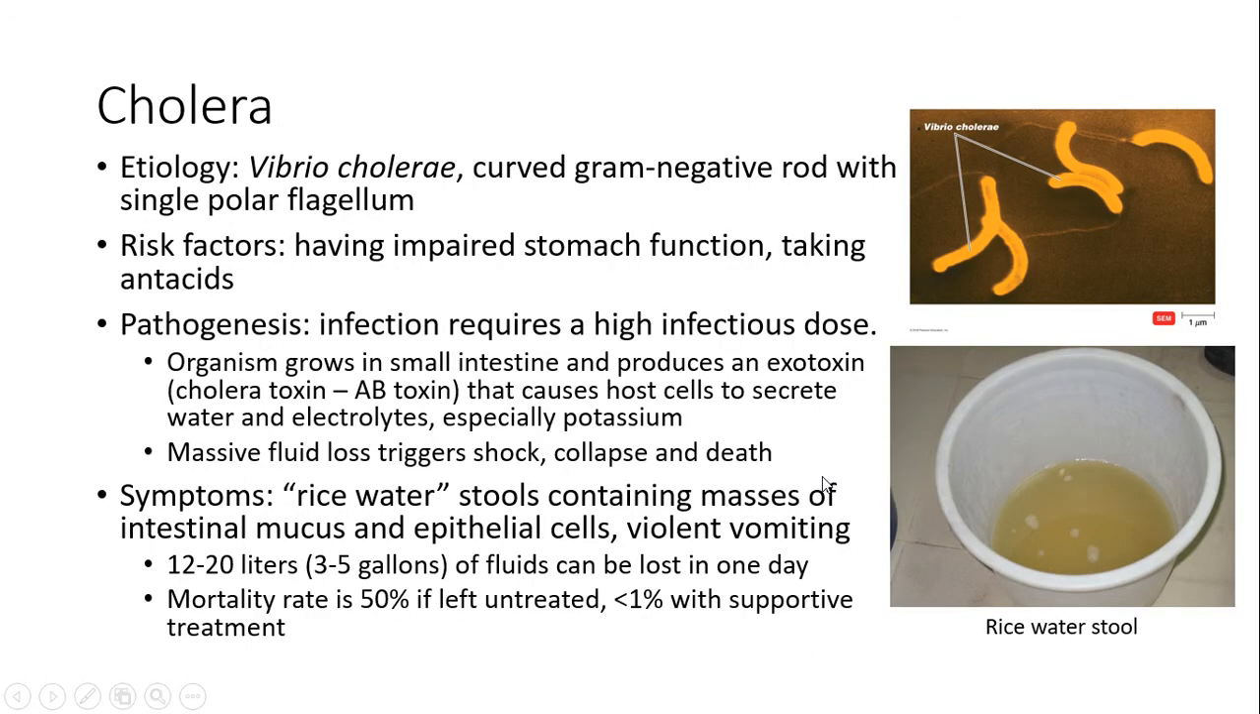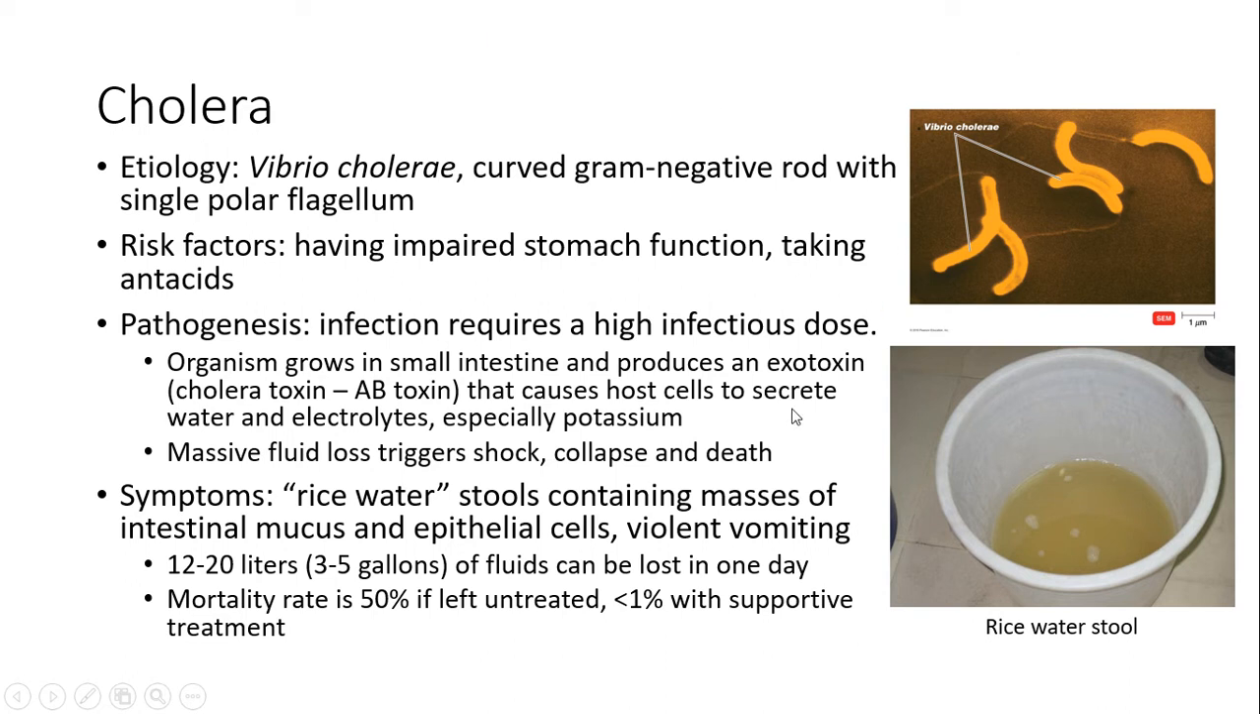All right, so we'll move on to cholera. We've talked about this before, and now it's time to see what this actually looks like. So the etiology of this is from Vibrio cholerae, which is a curved gram-negative rod with a single polar flagellum. The risk factors for contracting this illness include having impaired stomach function and taking antacids.